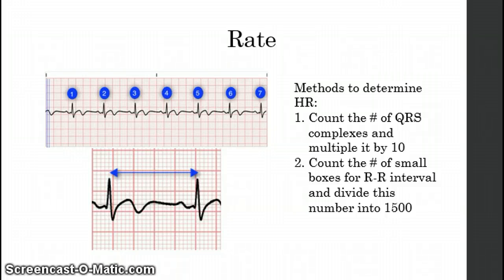The second way to determine the heart rate is to count the number of small boxes between 2 R to R intervals, which are the tall peaks. Calipers are used to trace these small boxes. After counting the number of small boxes, you would then divide this number into 1500 to determine the heart rate.